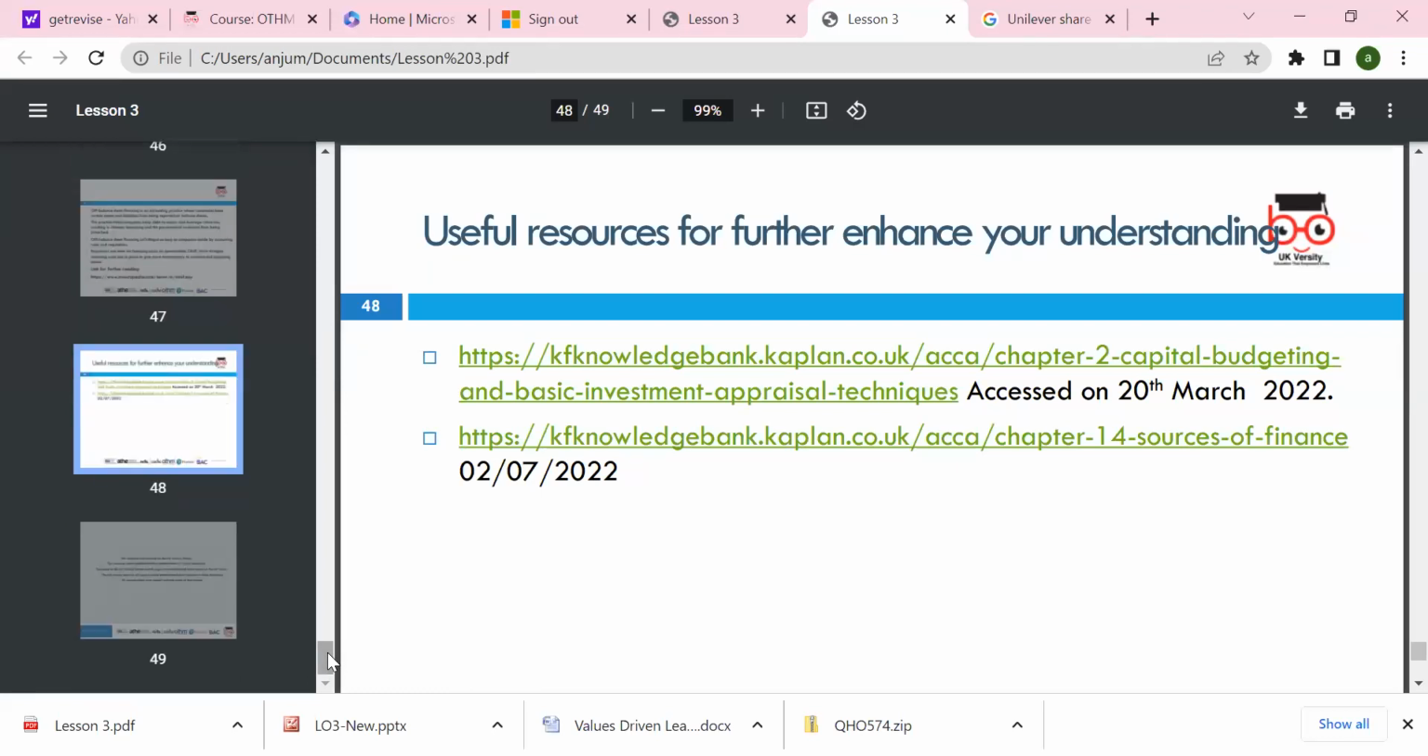In the next lesson we will cover our next area of discussion. Any question? That's all for today. We discussed sources of finance: internal, external, short-term, medium-term and long-term. We discussed investment appraisal: payback period, always shorter is better; NPV, net present value, if it's positive, accept; and ARR, higher is better. That's all from our discussion, to summarize it.